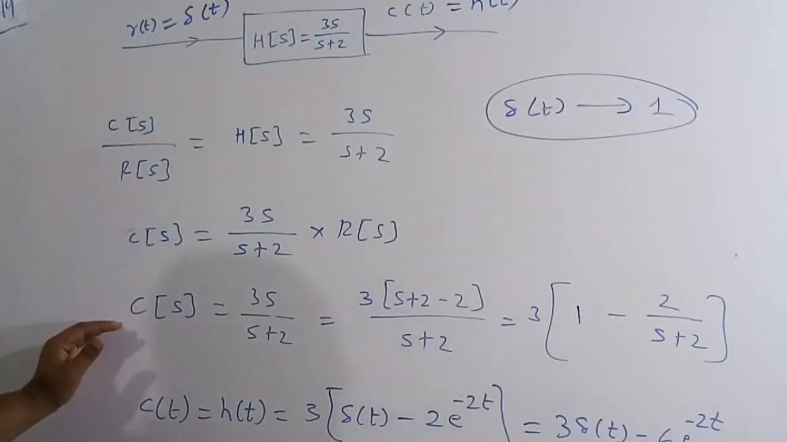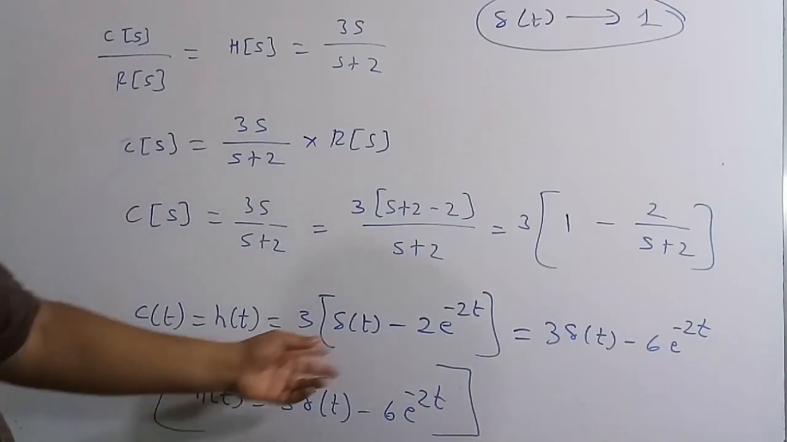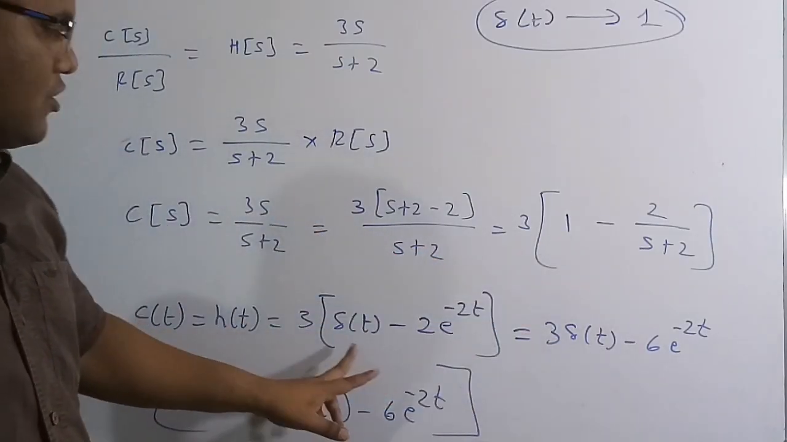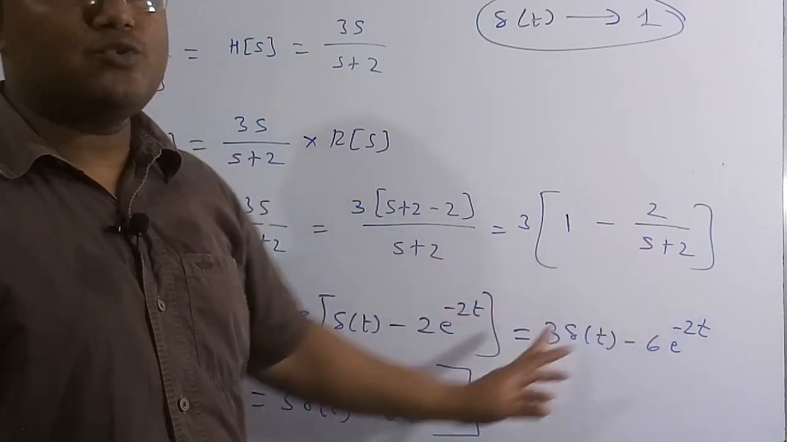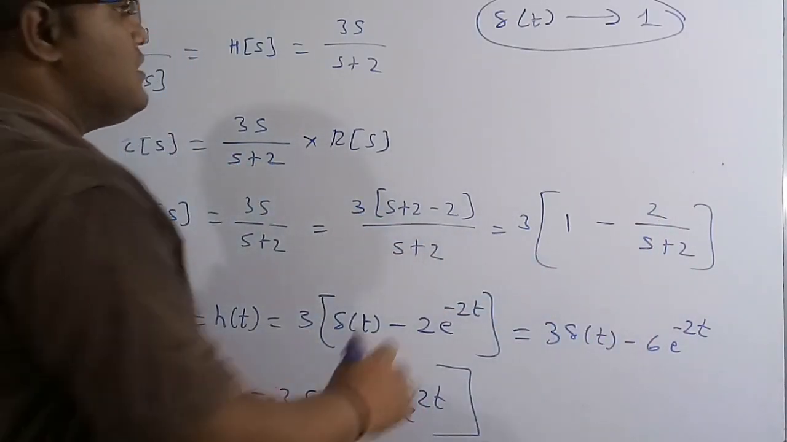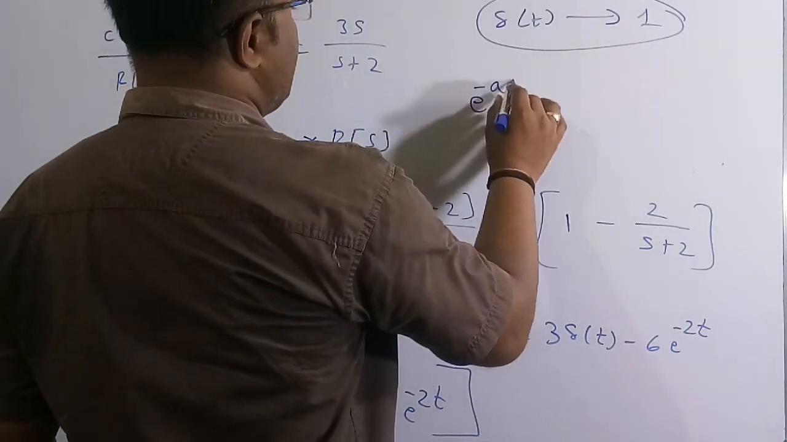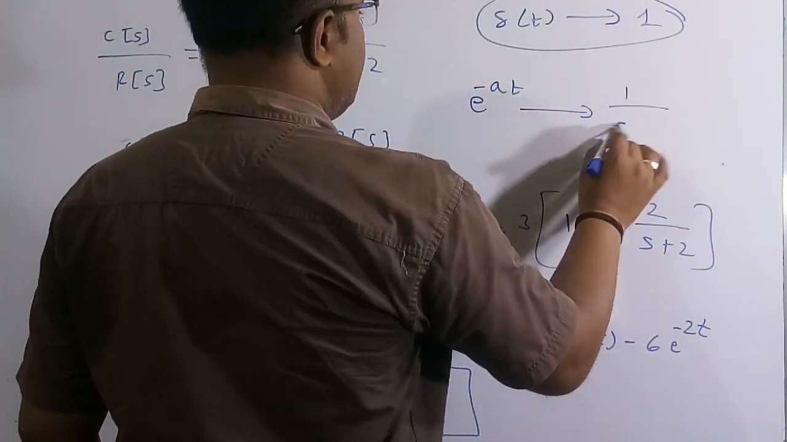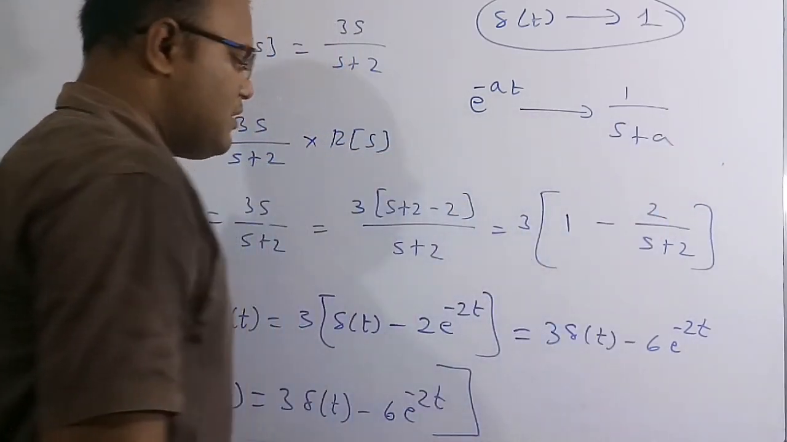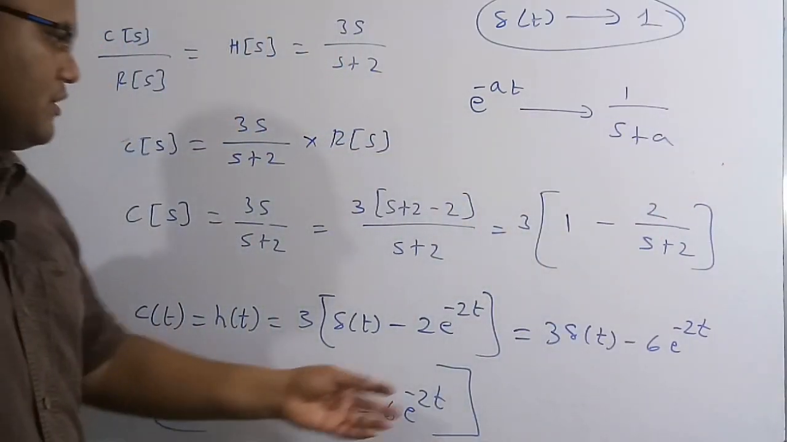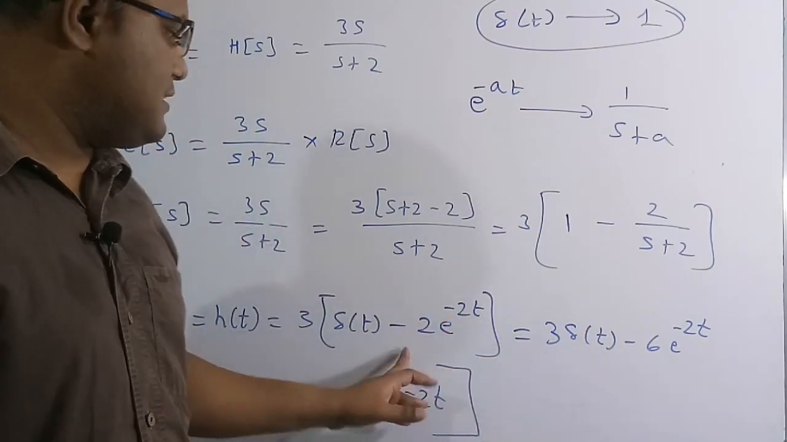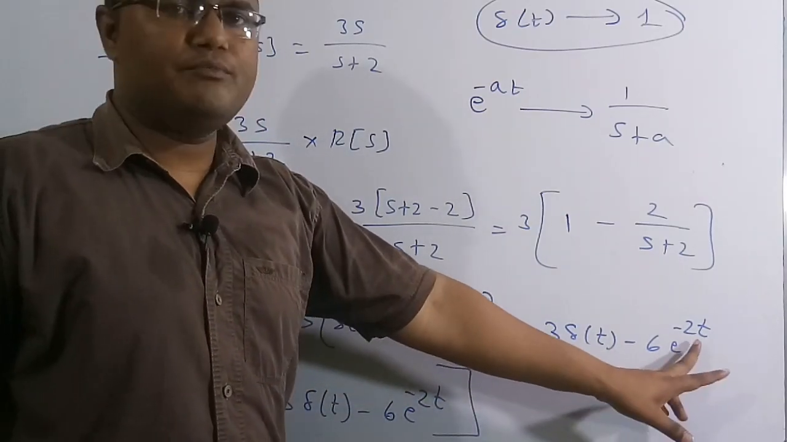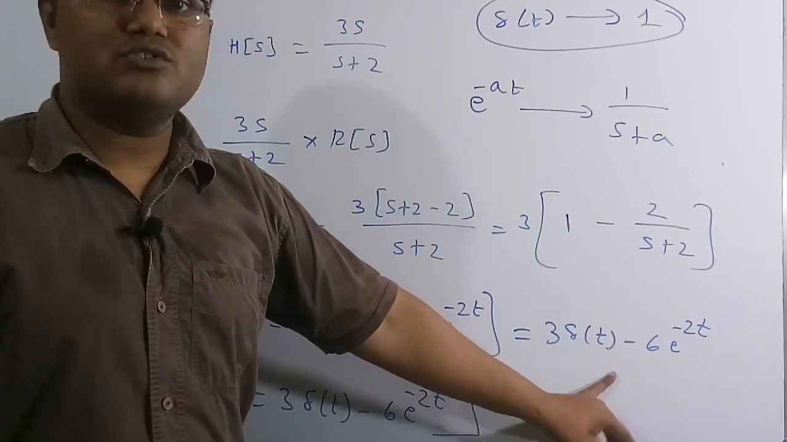So now I want to do the inverse Laplace. Therefore c of t is equal to h of t is equal to the inverse Laplace of 1, which is delta of t, and the inverse Laplace of 2 by s plus 2 is equal to 2 into e to the power of minus 2t, because the inverse Laplace of 1 by s plus a gives e to the power of minus at. Based on this formula we have done the conversion. So therefore, taking 3 inside, 3 into delta of t minus 6 into e to the power of minus 2t. So therefore this is the correct solution of this question.